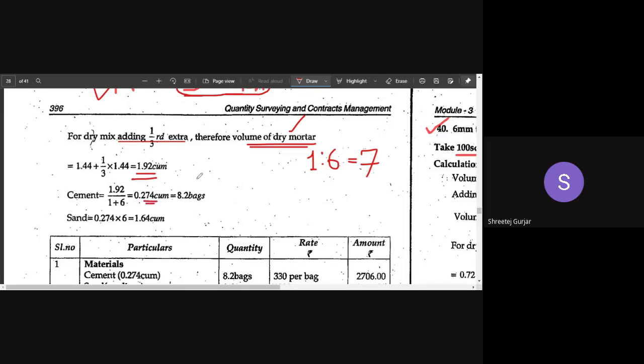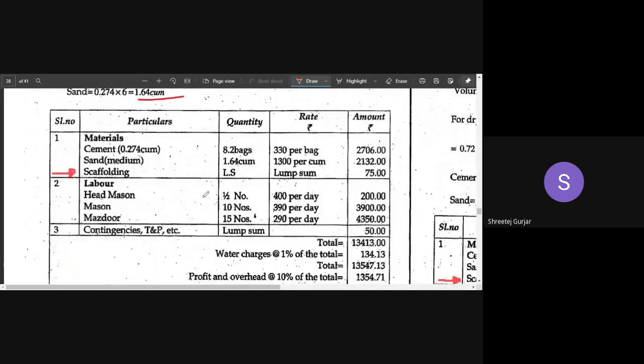So these are the same steps which you have followed previously. And if you divide this particular number by 0.0347, correct me if I'm wrong, you will get the quantity of cement in bags. Similarly, if you multiply this 2.274 cubic meters by the ratio of your sand, that is 6, you will get the cubic meter quantity of sand. Okay, so that is done.